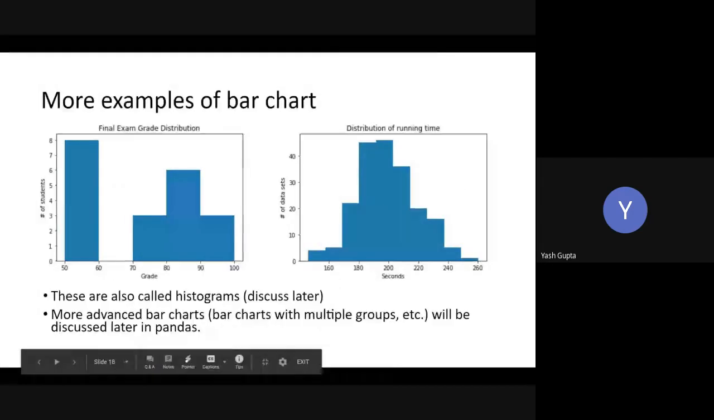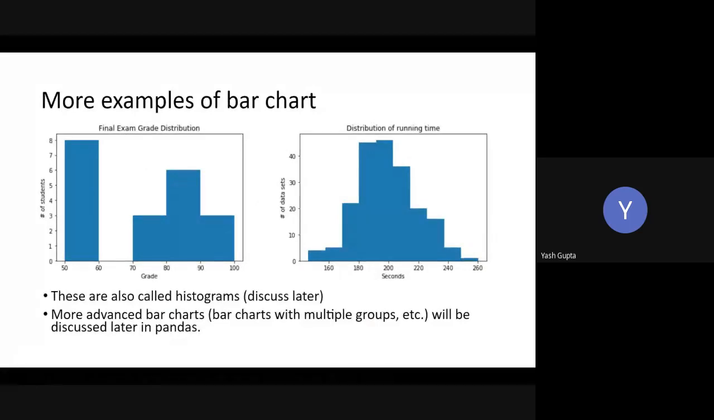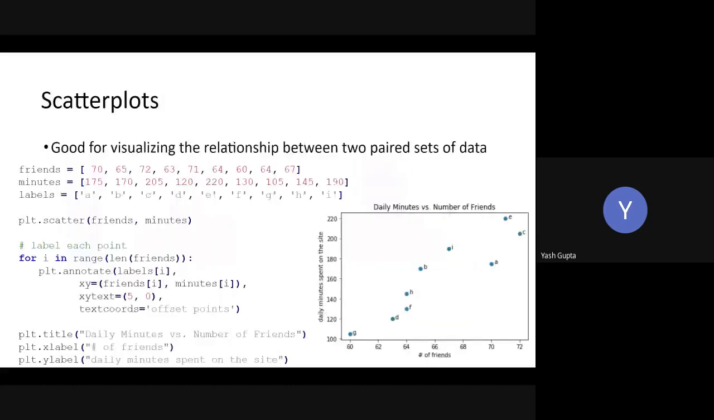More examples of bar charts are histograms, which I'll discuss later. A histogram is a type of bar chart. More advanced bar charts, or bar charts with multiple groups, will also be discussed later when we get to pandas. So next is scatter plots.